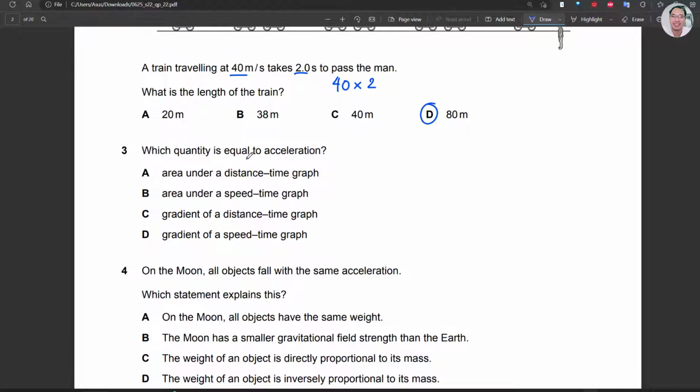Which quantity is equal to acceleration? The gradient of the speed-time graph. Yes, exactly. The gradient. Okay.